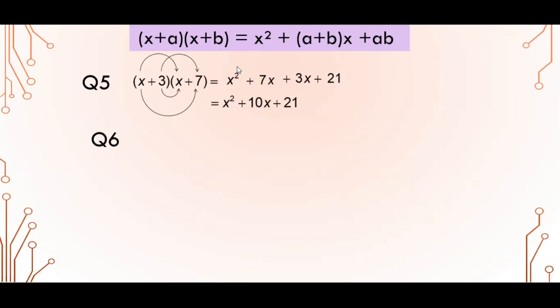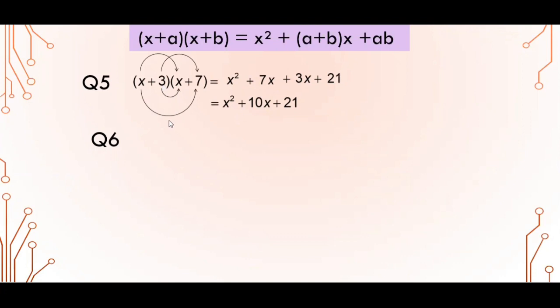Now here you have an identity. Using this identity, your work will become much easier. The identity says (x + a) into (x + b) is equal to x square plus (a + b) into x plus ab. Here your a is 3, your b is 7. So just putting it over there, it becomes much easier.